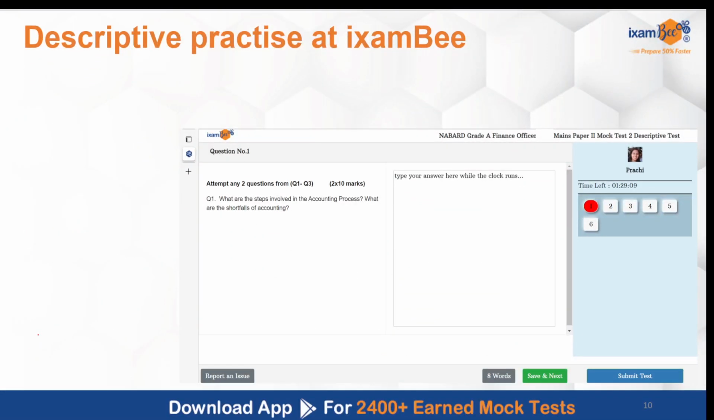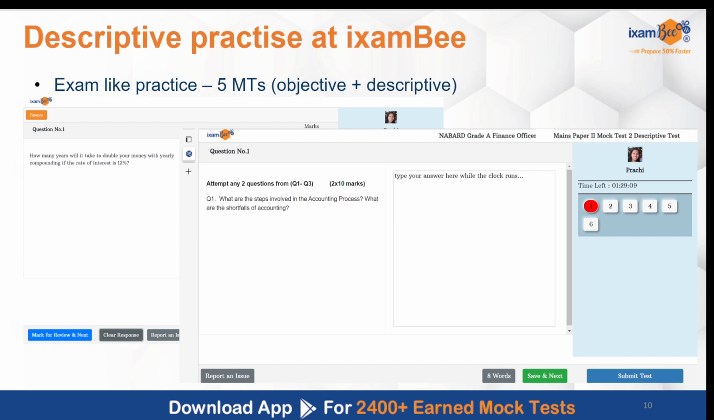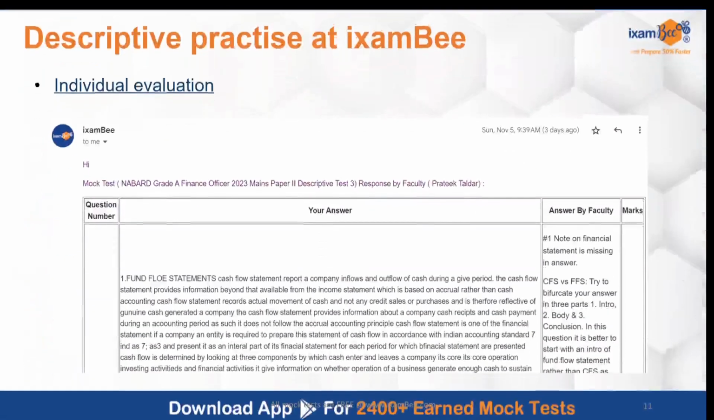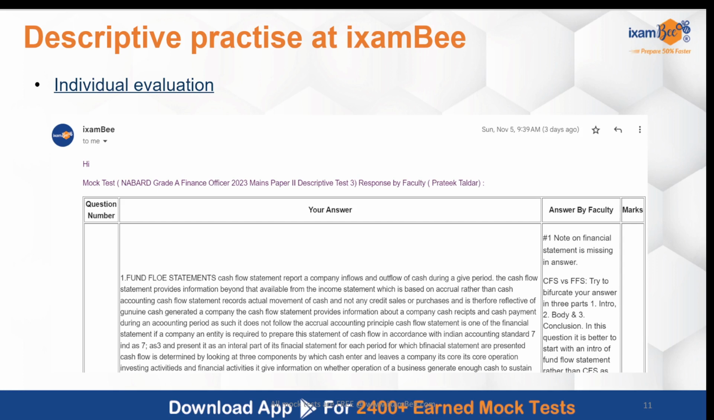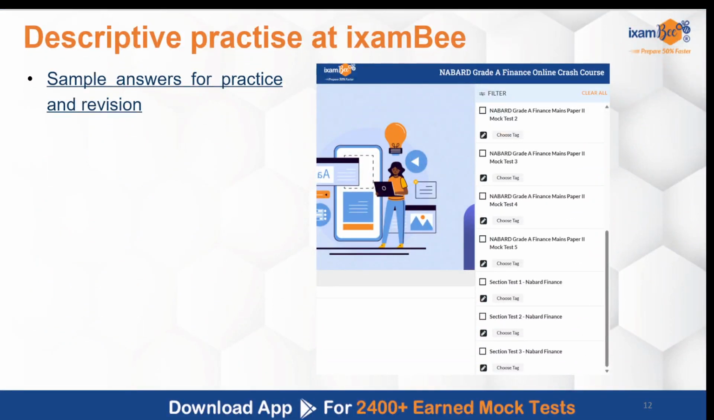Students can also attempt descriptive practice tests at the iExamB website. 5 such mock tests have been given to you where you type your answers, including both the objective and the descriptive, and an individual evaluation for your answers is sent to you by the faculty after checking, suggesting points for improvement, what was right, what was incorrect, and how you could further improve your answers. So, as I stated, there are 5 mock tests that are provided which you can attempt. Sample answers for all of the descriptive are given to you as a PDF to download and practice. Further objective is also separately given for further practice to you.